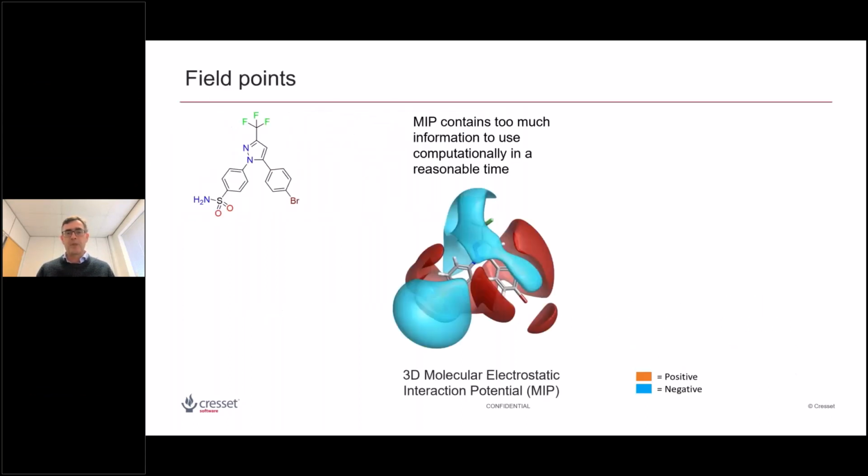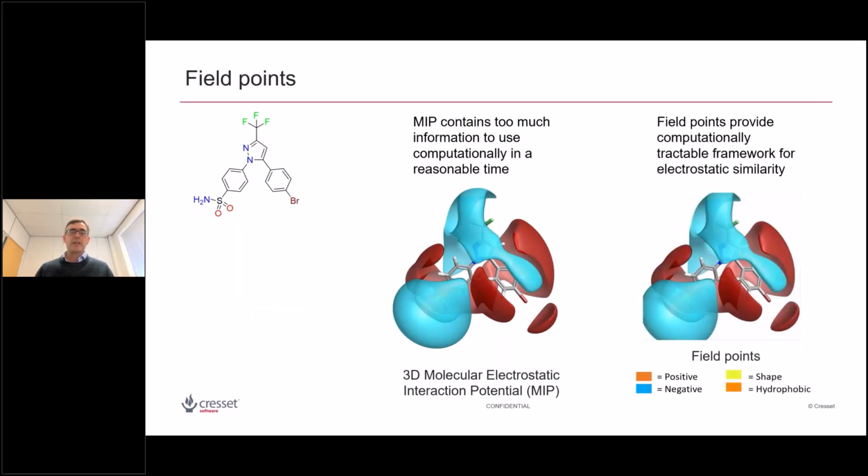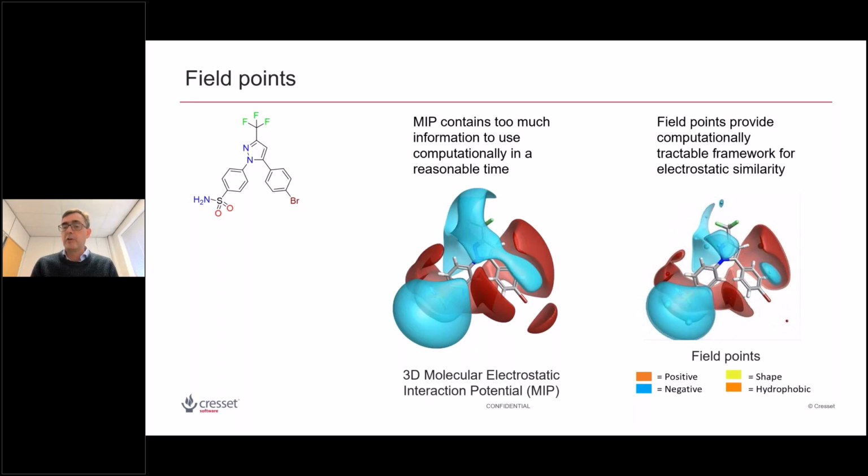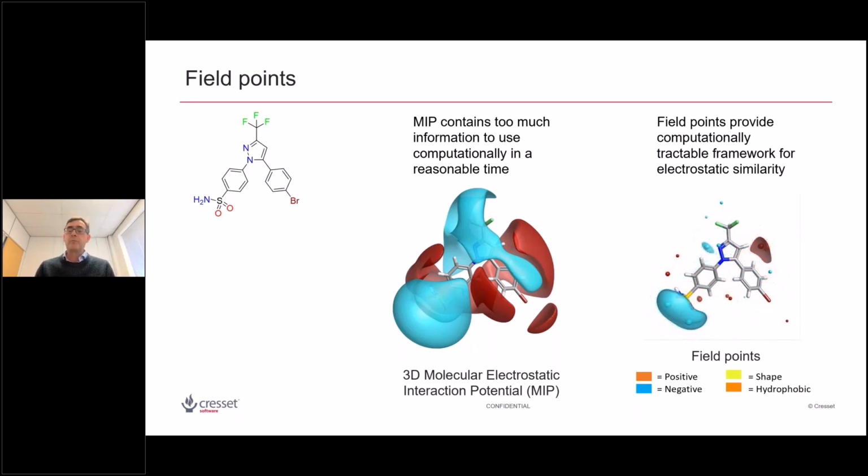For those of you who aren't familiar with Cresset, our fundamental idea is that if you want to compare molecules and see whether they're similar or not, you should be doing that comparison in terms of shape and electrostatics, because that's what the protein cares about. Proteins don't really care about atoms as such. If molecule A and molecule B have the same shape and more or less the same pattern of electrostatics and donors and acceptors, then if one of those binds to a protein, the other molecule should as well.